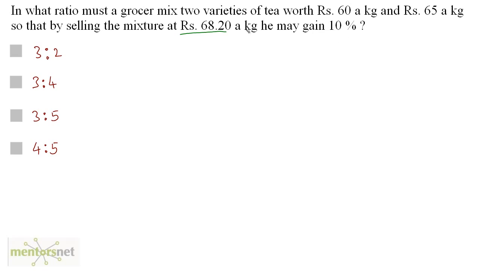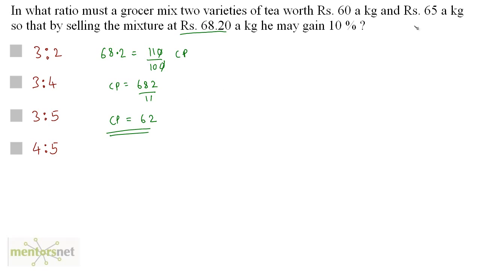So let us first find out the cost price. The selling price is 68.2. It is equal to a 10% increase in the cost price. Remember profit and loss? So this is basically 110% of the cost price. Now we are going to find out the cost price. So cost price is equal to 68.2 times 10, that's 682 divided by 11, and this is equal to 62. Now this is the cost price.